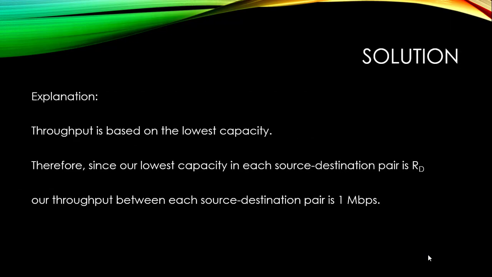So again, what does this mean? Well, we know that throughput is based on that lowest capacity. We talked about the examples before in the previous video about traffic on a street or water going through pipes. And so we know that our lowest capacity is going to determine throughput. And so since the lowest capacity is RD, then that means the throughput is 1 megabit per second.